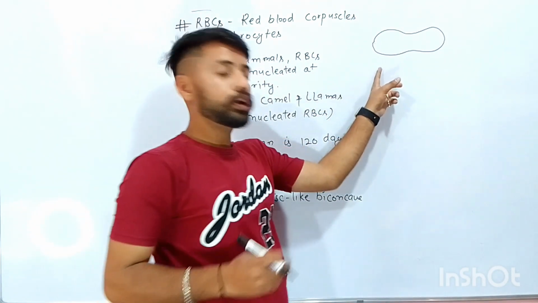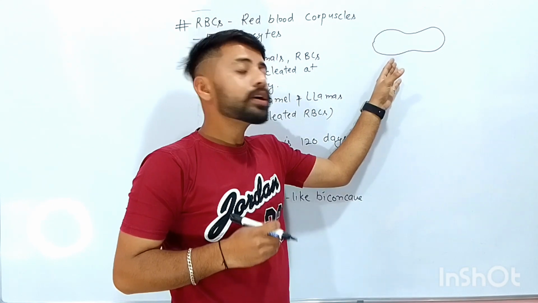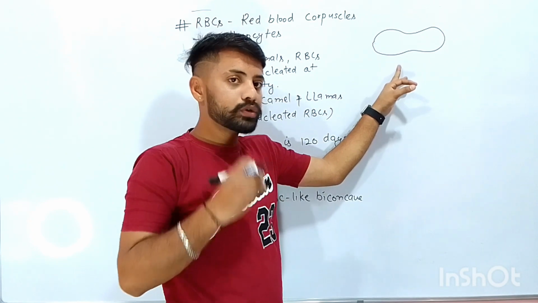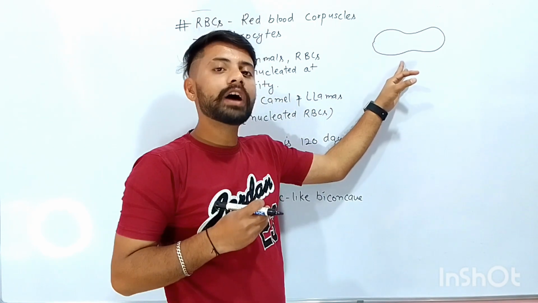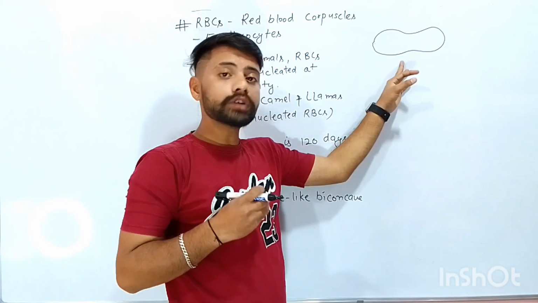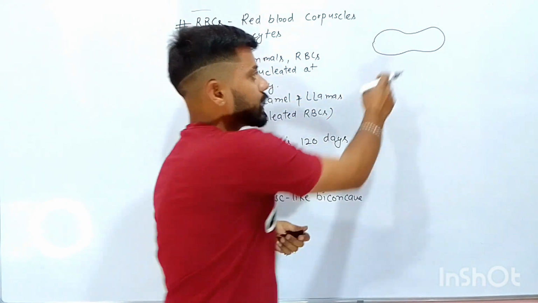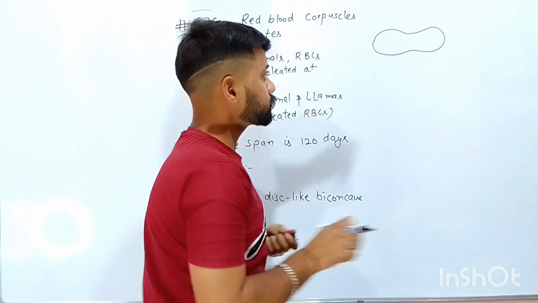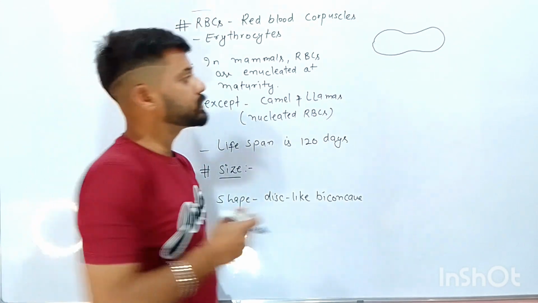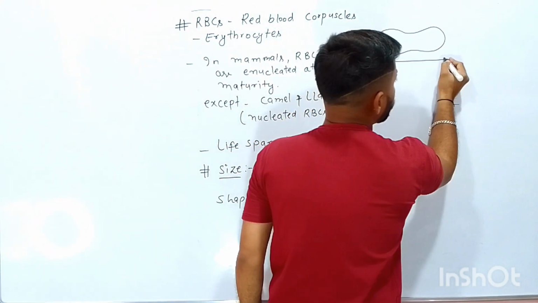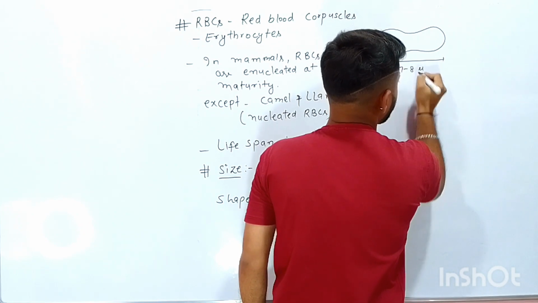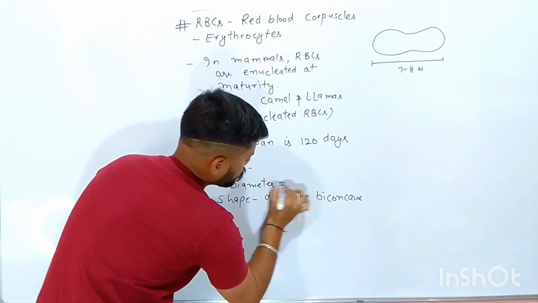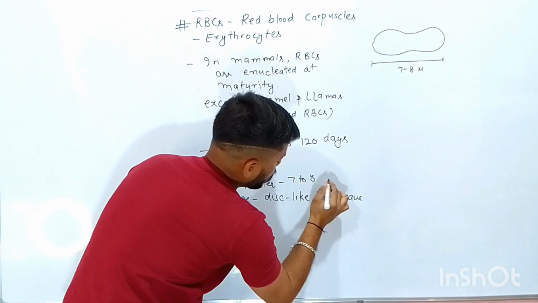And this biconcave shape of RBCs is because in the center there is no nucleus. If there was a nucleus, the shape of the RBCs would have bulged outward in the center. In the center there is no nucleus, that's why it looks like a biconcave structure. The diameter of red blood corpuscle is 7 to 8 microns.